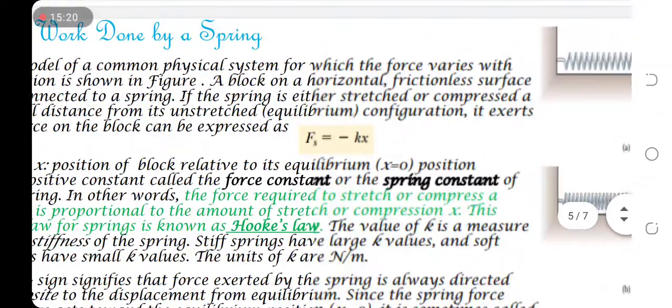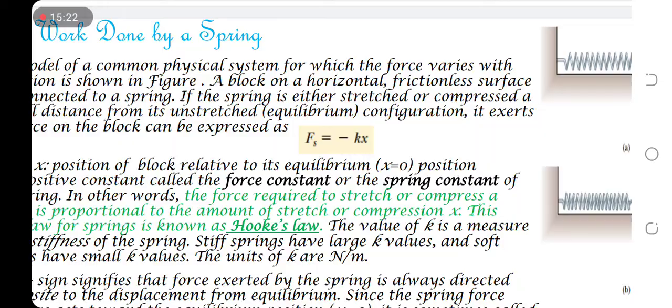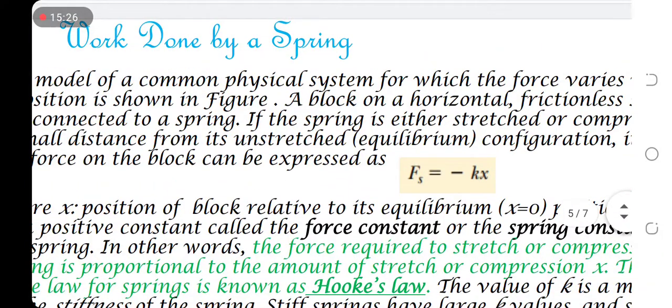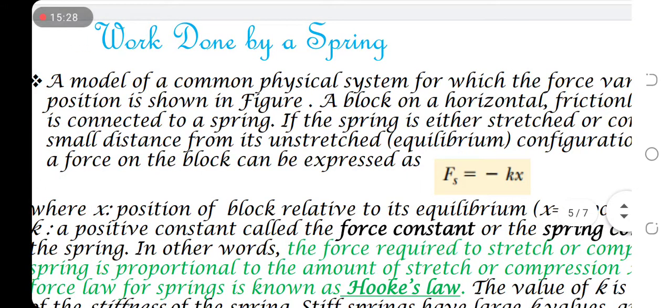So, the second article of this lecture is the work done by a spring. As we have learned, the work done by a spring is an example of a variable force.